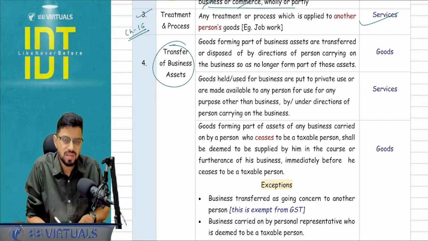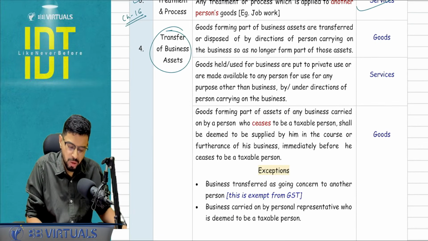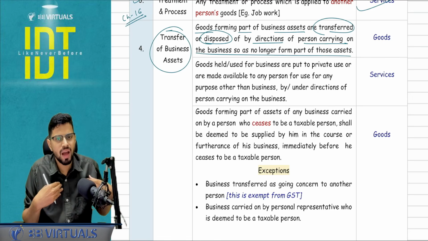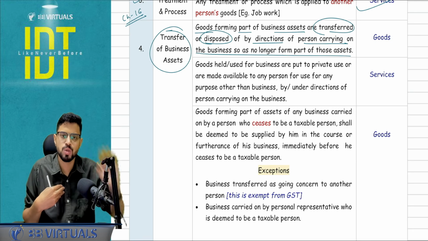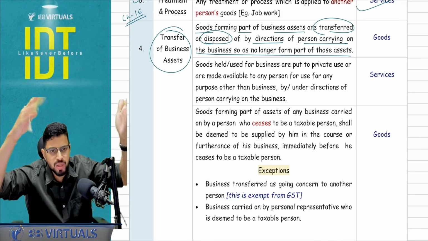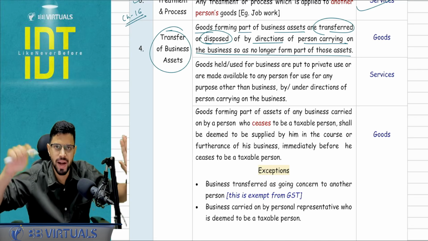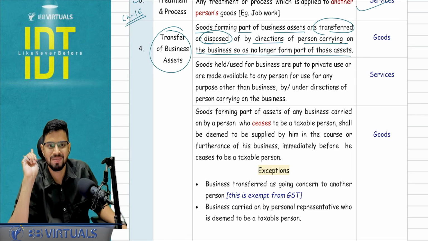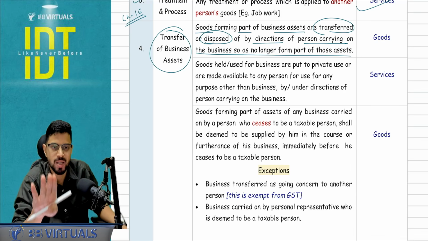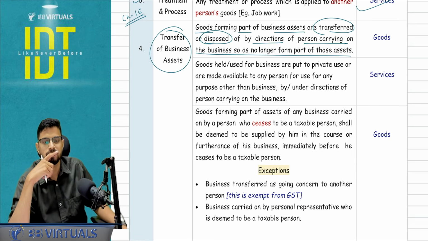Transfer of business assets. Again, very logical. Goods forming part of business assets are transferred or disposed of upon directions of the person carrying on the business. I give a direction that my assets are to be disposed of. Sir, how come it is a supply? That can be due to section 7 or schedule number 1. I don't care. Right now, the focus is goods or service. So understand what is the purpose of every schedule. This is just clarifying that it is going to be a supply of goods.